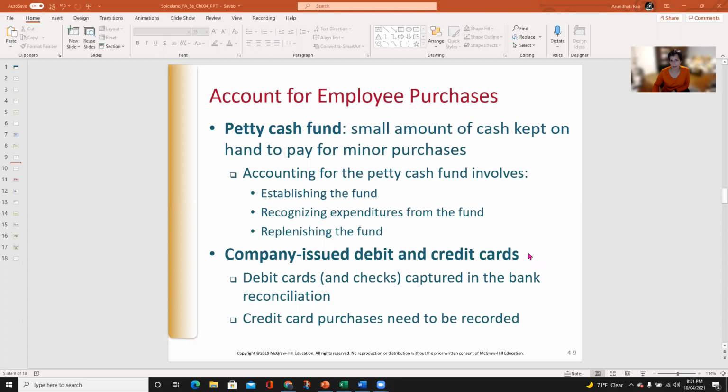This is a fund that companies will establish to pay for small amounts of cash for small purchases. So a small amount of cash is kept on hand to pay for small purchases, and there are three simple steps. You first create the fund, you recognize the expenses that are incurred using the money from the fund, and then you replenish, that is, you put money back into the fund. We'll also talk about credit card and debit card purchases made by company employees. This is in order to pay for small purchases.